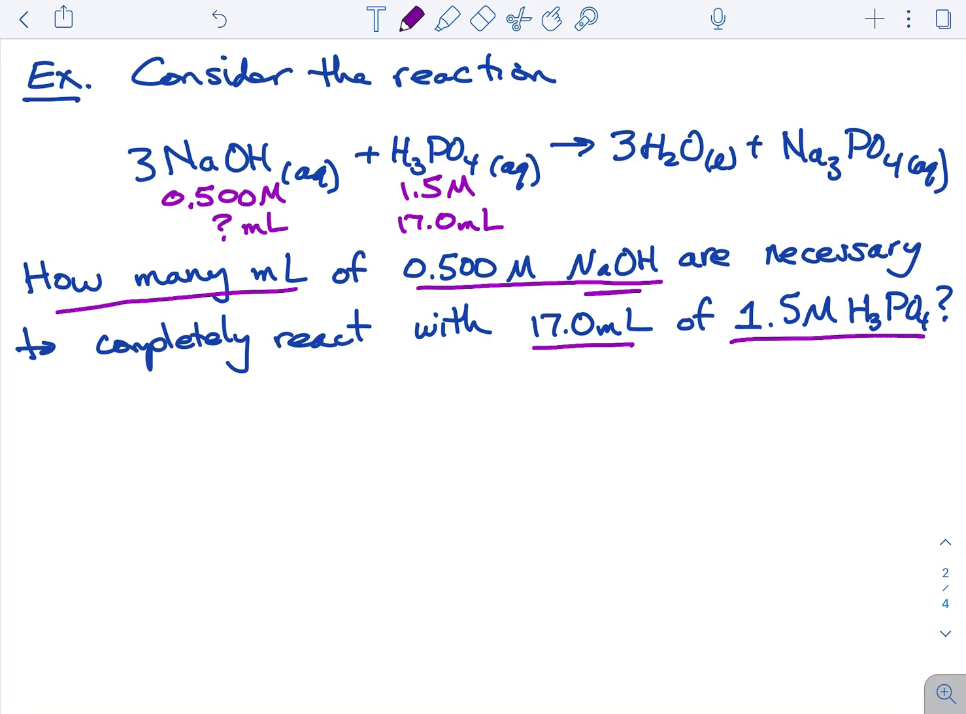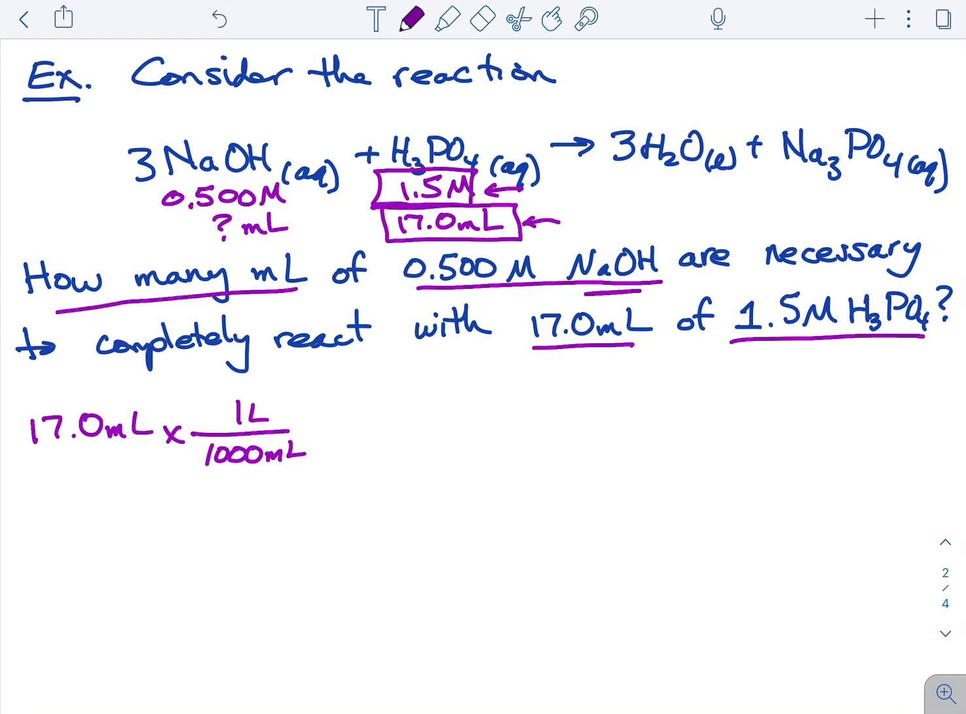So the way you're going to do this is never start with the concentrations, because it turns out we're going to use those as conversion factors. We're always going to start with the volume of the thing we know most about, which in this case is the phosphoric acid. So we know the concentration, we know the volume. We're going to start with that volume. And what we're going to do is change that volume from milliliters to liters. And then we're going to treat this molarity as a conversion factor.